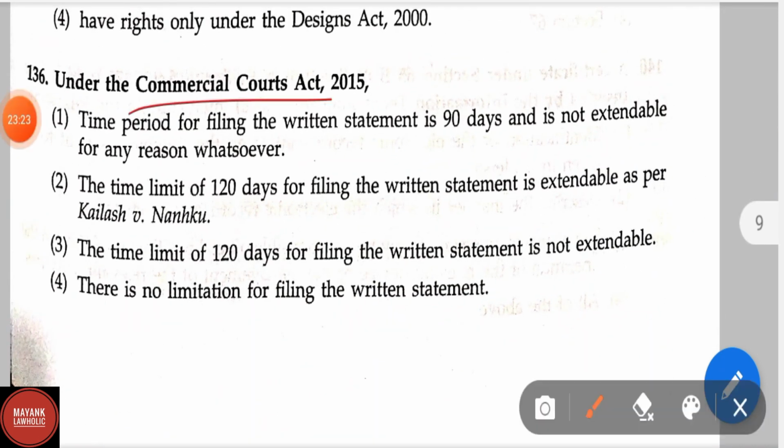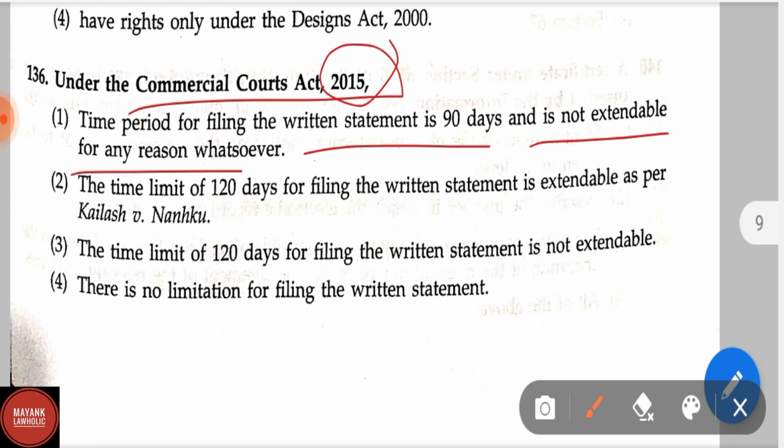Under the Commercial Courts Act 2015, options: time period for filing the written statement is 90 days and is not extendable for any reason whatsoever. Time limit of 120 days for filing the written statement is extendable as per Kailash versus Nanku.